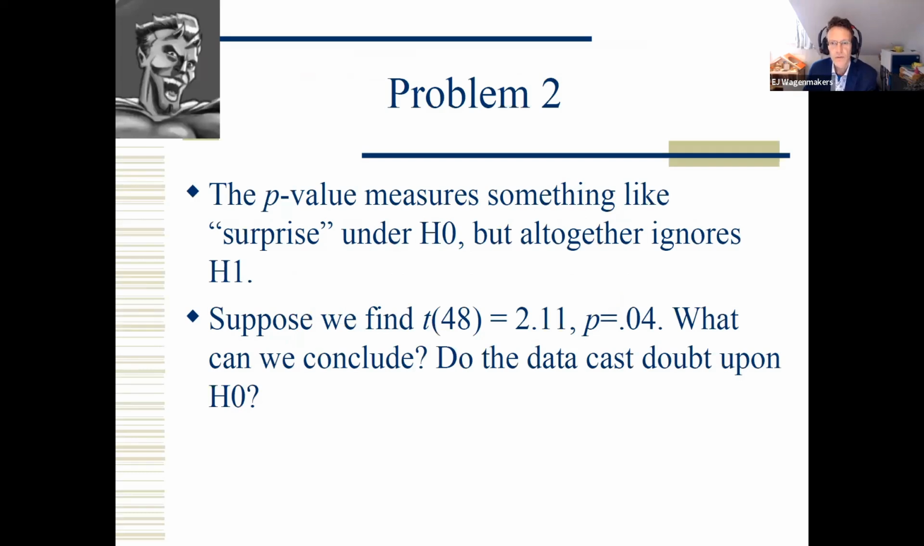A different problem is that the p-value measures something like surprise under the null hypothesis, but as you have perhaps noticed, I did not mention the alternative hypothesis at all, right? So it could be that we find some result, say a t-value of 2.11 and a p-value of 0.04. What can we now conclude? Do the data cast doubt upon the null? Well, we can only really say this when we have committed to H1.